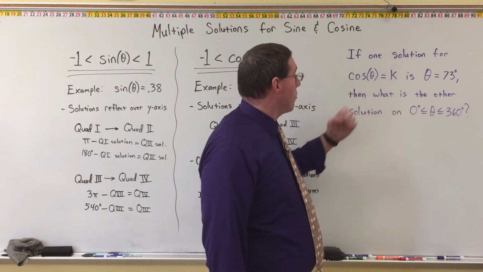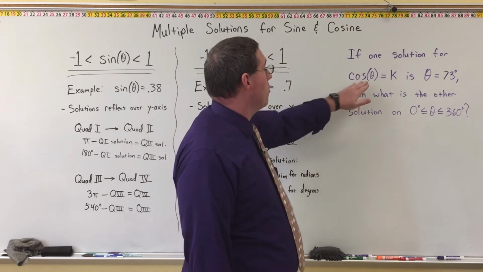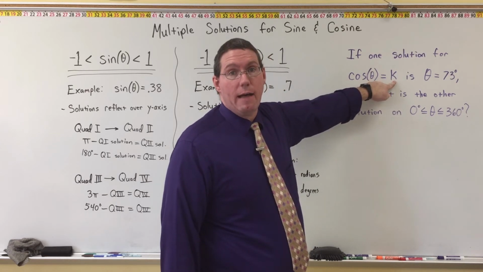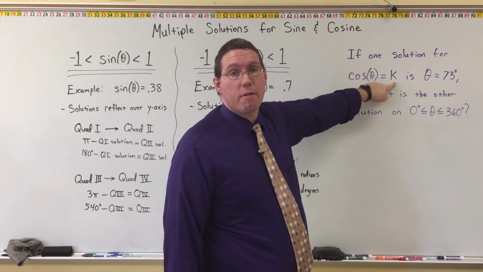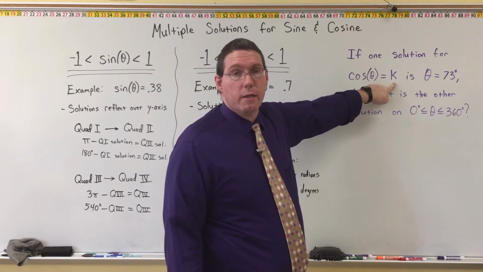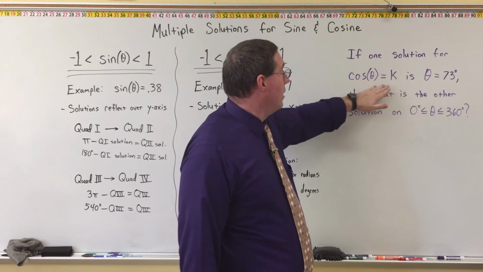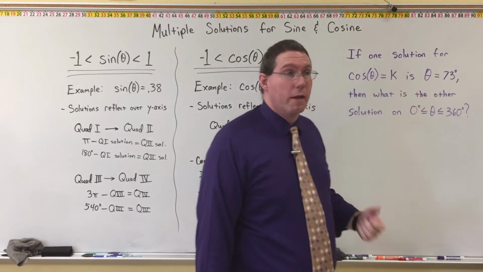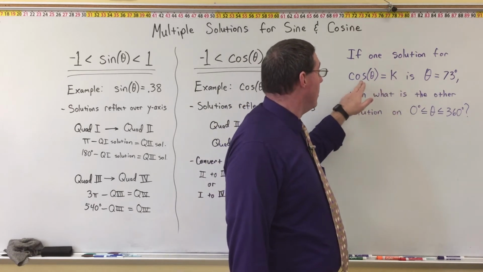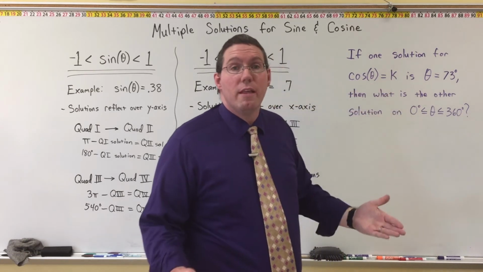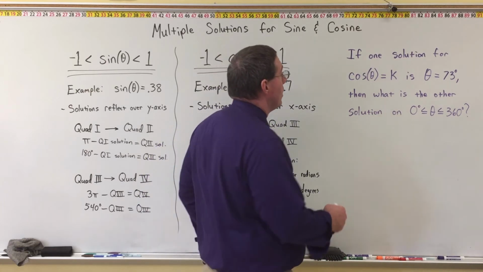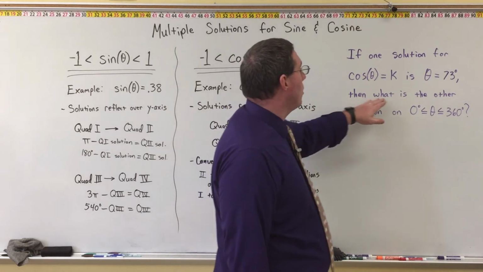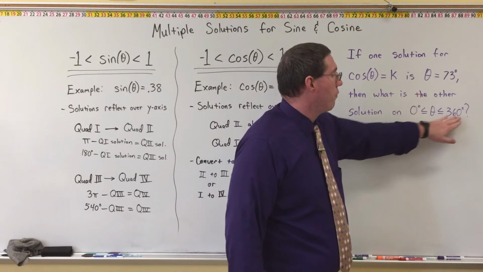All right, so here's our question. It says if one solution for cosine of theta equals k, k is just representing a constant value, okay? The reason I'm not giving you a constant value is because I don't want you to just plug it in the calculator. I'm telling you that the solution to cosine of theta equals k is theta equals 73. Now we can find out what k is by keying in cosine of 73 degrees, but it really is irrelevant for this problem. The thing that we really care about is that one of the solutions is theta equals 73 degrees. We then want to know what is the other solution on the interval from 0 to 360.